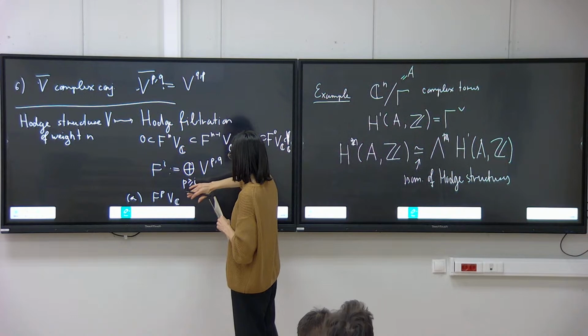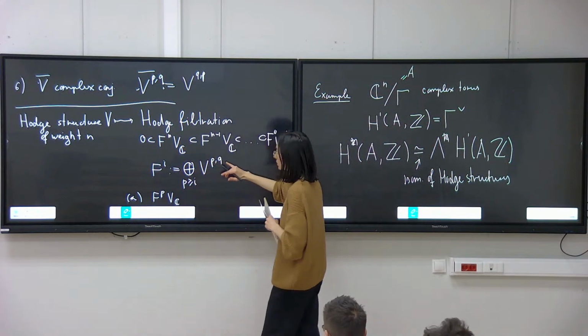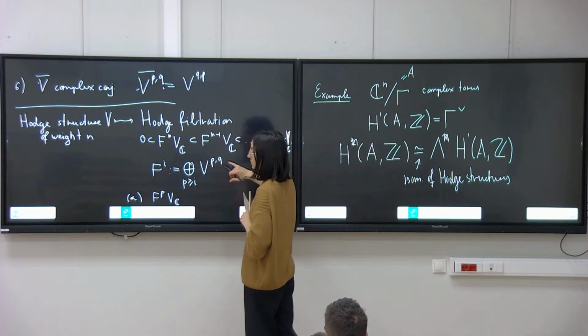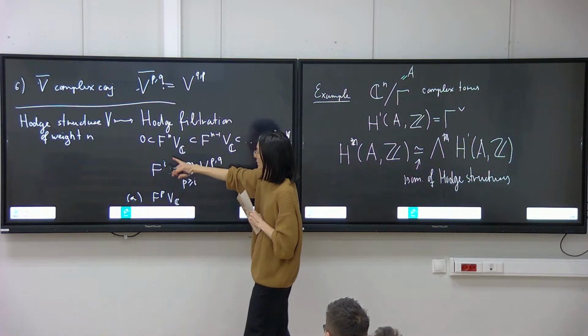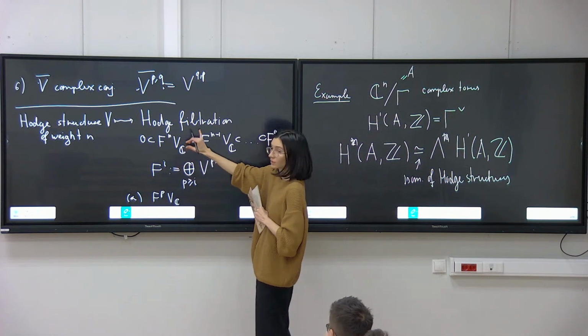Because this is just n0 for n. It's just F^i. Is that an operator or something? No, this is just a subspace. F^i, this is a filtration.